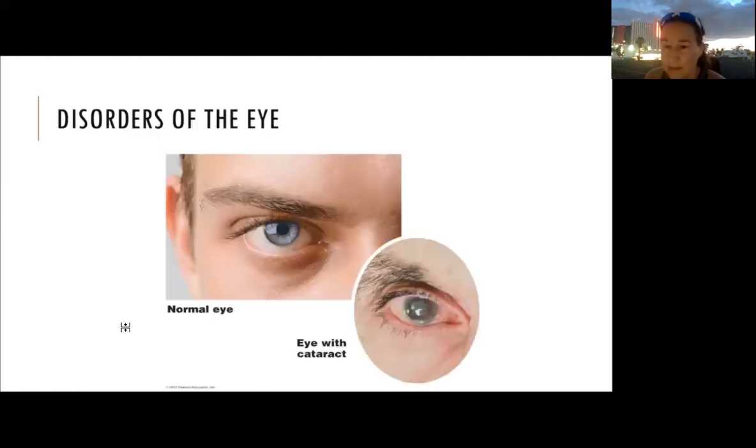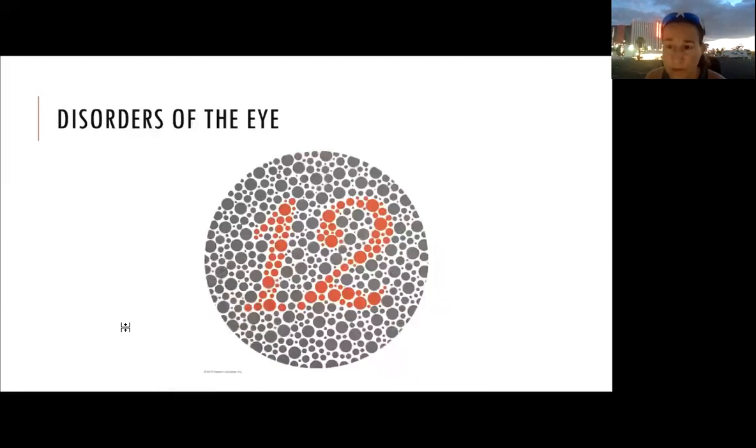You could not see this. You could not make out this number here. If you were red-green colorblind, it would all look the same to you. You wouldn't be able to see the number. Cataracts, where the cornea is clouded up.